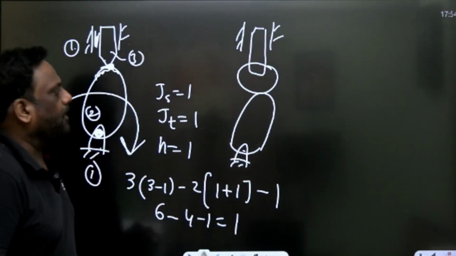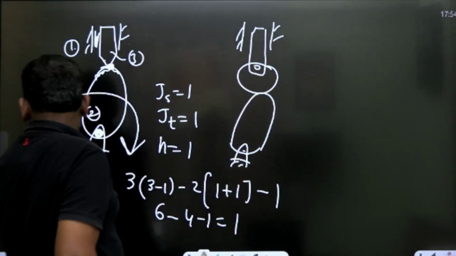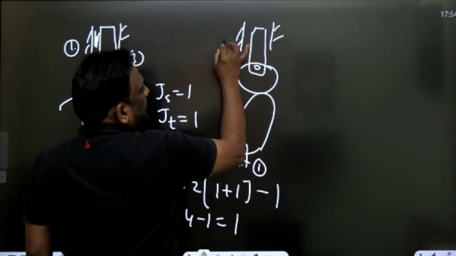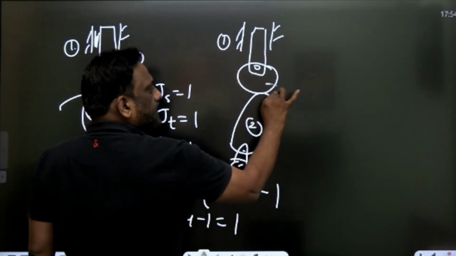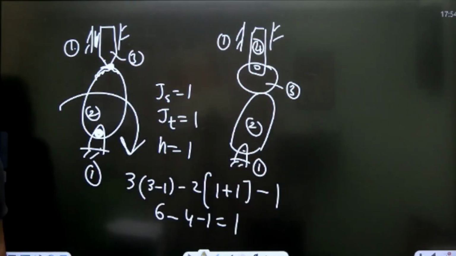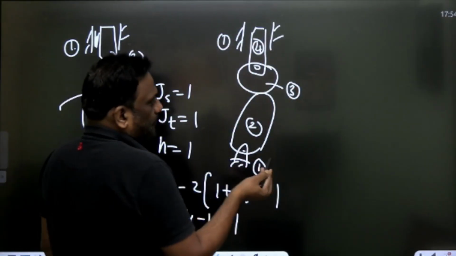Now let us see the degree of freedom. Let us say something like this. Let's see the degree of freedom here. Now, link 1 is fixed, the cam is link 2, this roller is link 3, and this is link 4. Exactly, sir. Now, let's calculate the number of degrees of freedom.